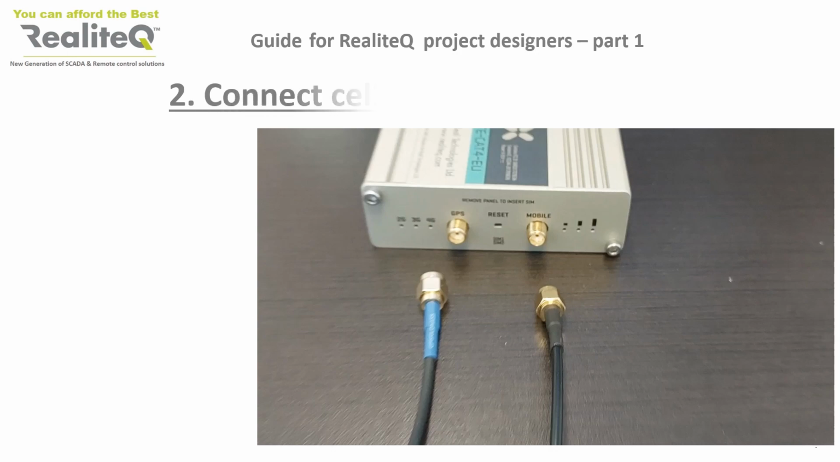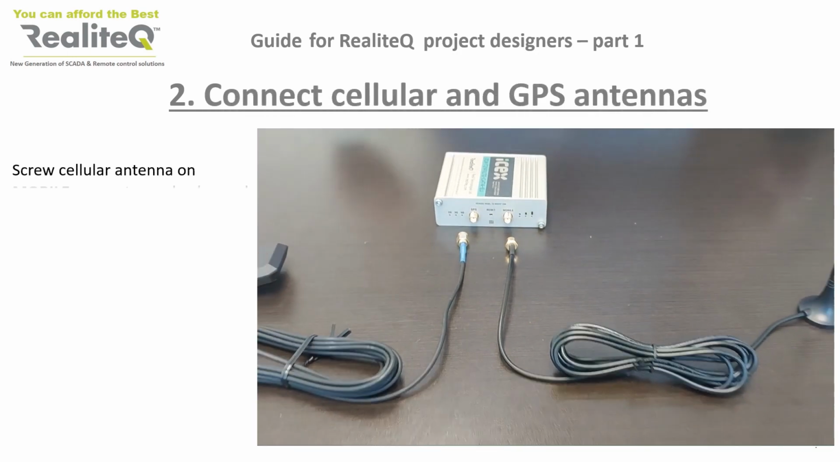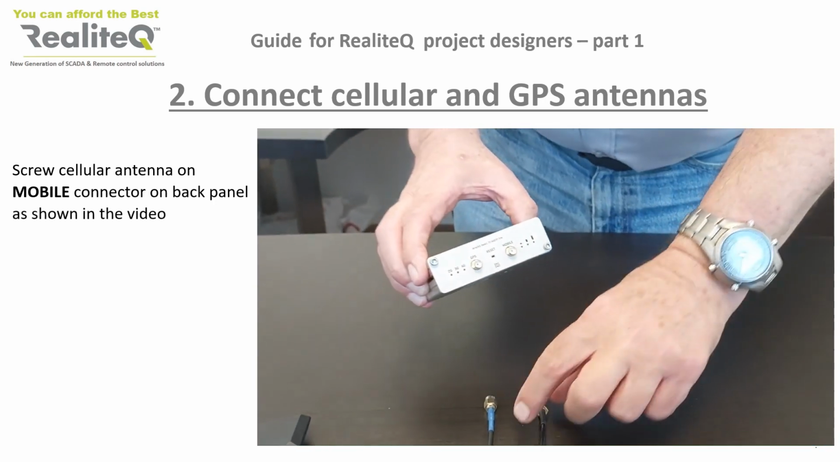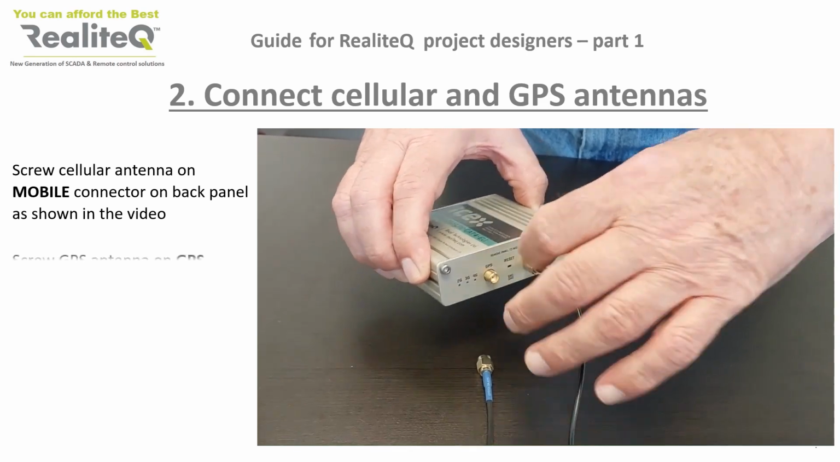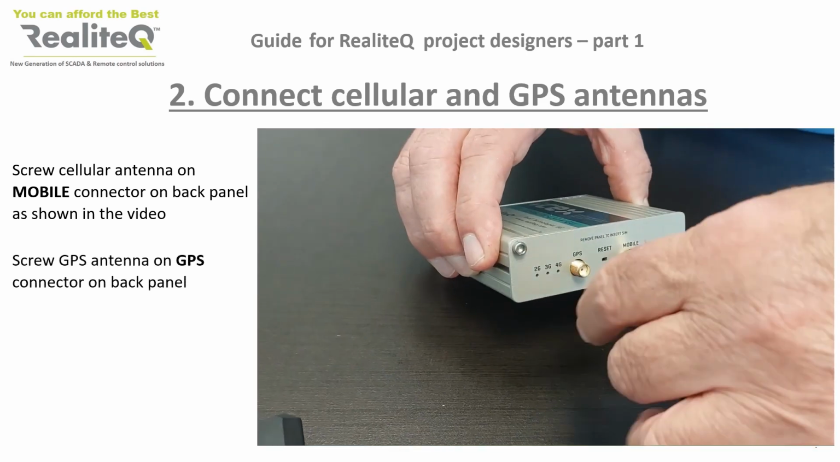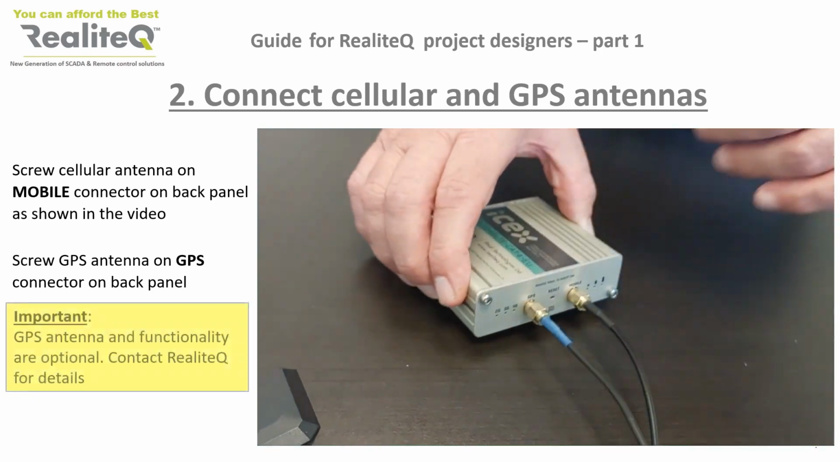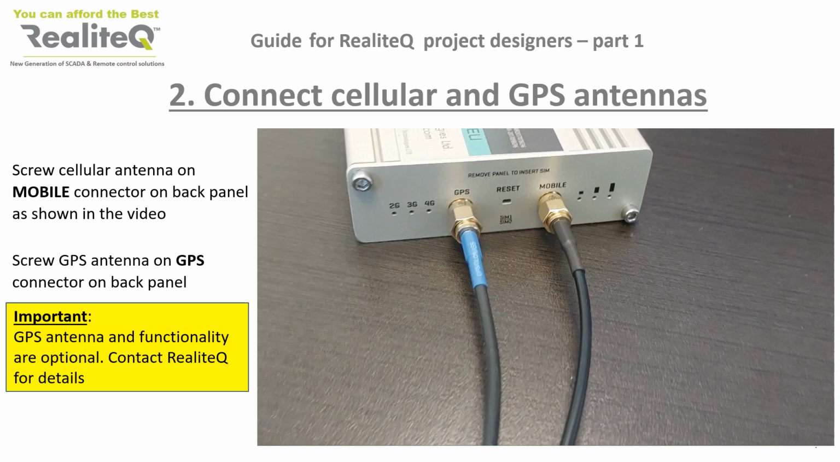Connect cellular and GPS antennas. Screw antenna on mobile connector on back panel, as shown in the video. Screw GPS antenna on GPS connector on back panel. Important, GPS antenna and functionality are optional. Contact RealiteQ for details.